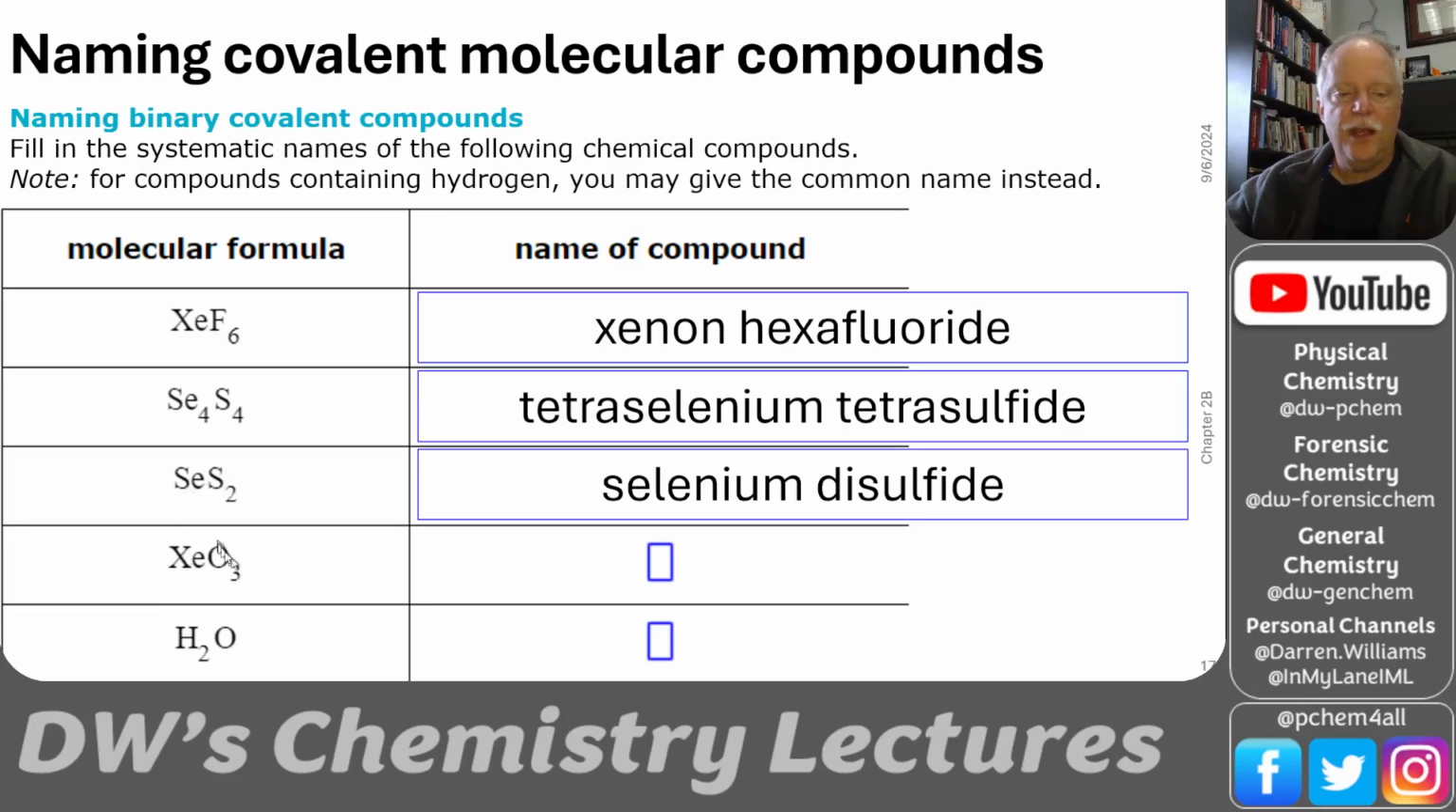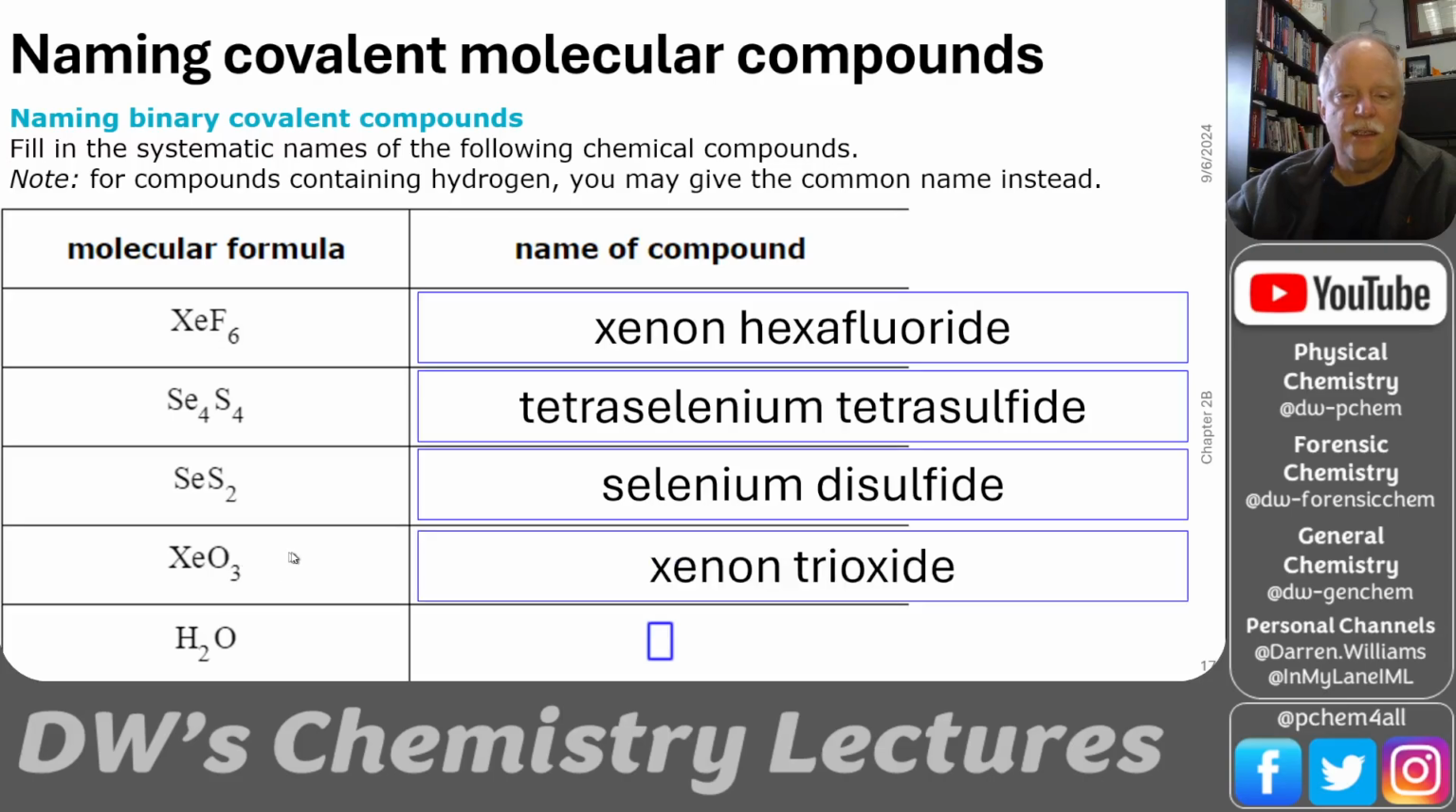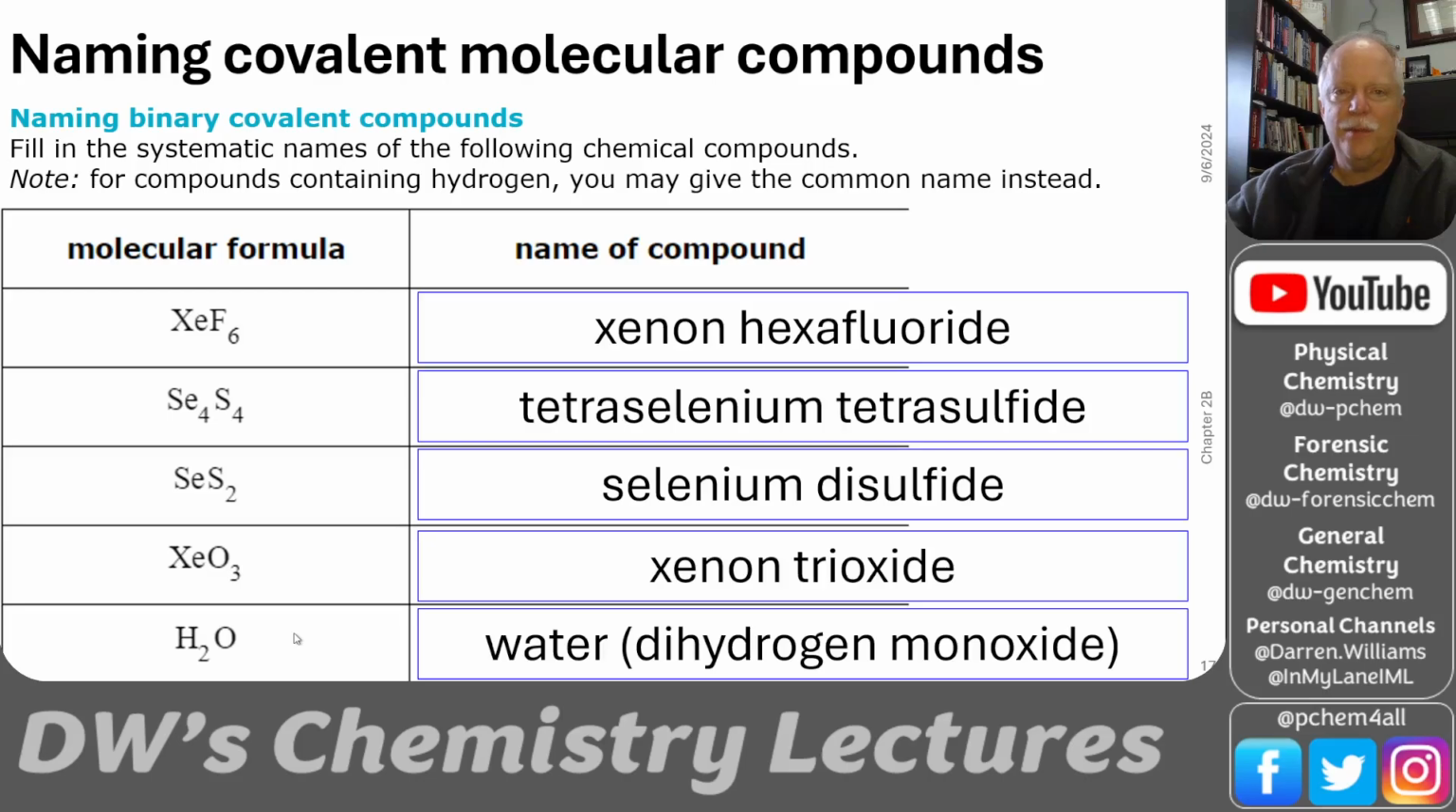Back to xenon. Now we have 3 oxygens. So that's going to be trioxide. So xenon trioxide. And then you could say this is dihydrogen monoxide, but that's water. So if we do H2O, that's the name of it. It's water. Okay. So hopefully these are easy and you can crank through them on ALEKS.